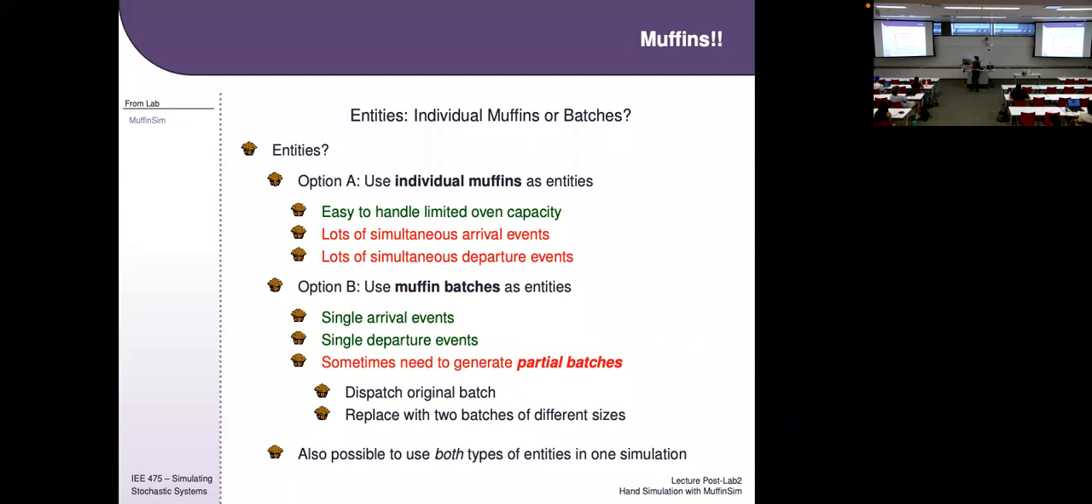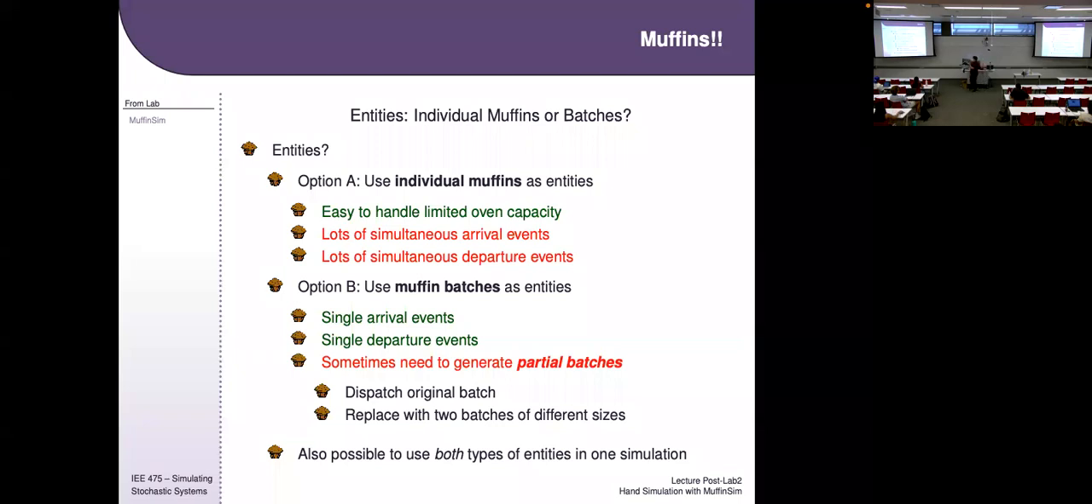The downside of that is sometimes we need to break batches into multiple, because you might say that I want to put 2 muffins in the oven because the oven only has spots for 2 of them left, but I have a batch of 5. So you have to take the 1 batch and create 2 partial batches: 1 partial batch of 2 that goes in the oven, and a partial batch of 3 that stays behind.